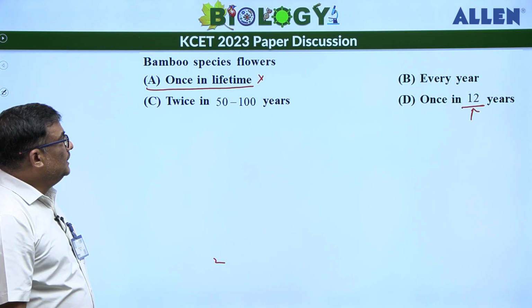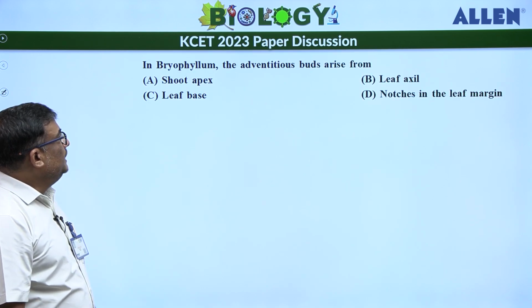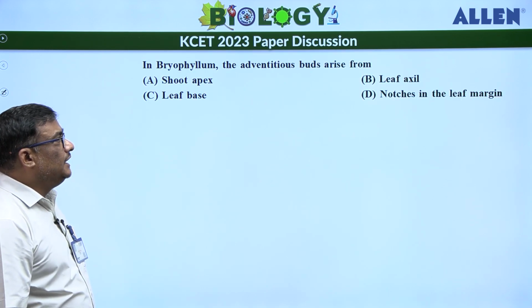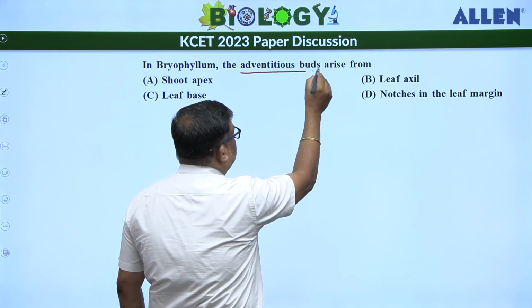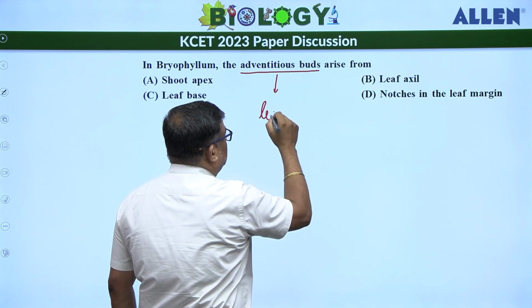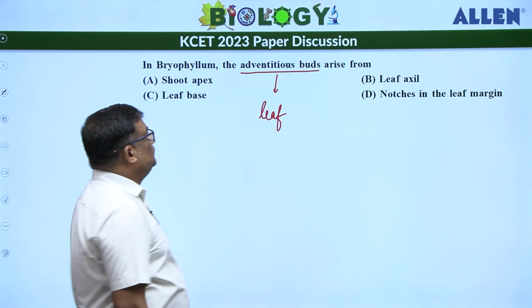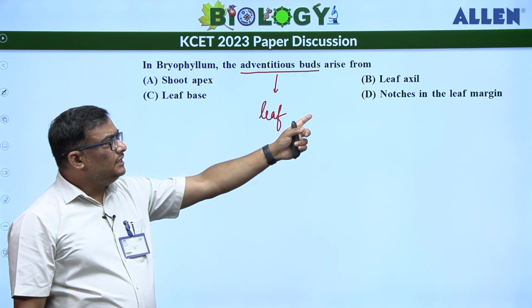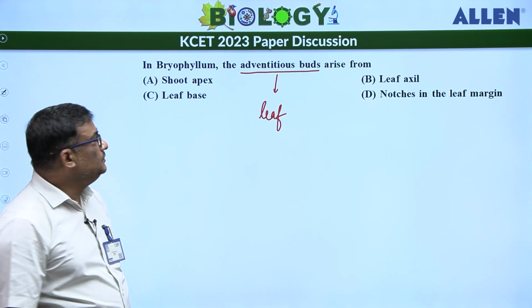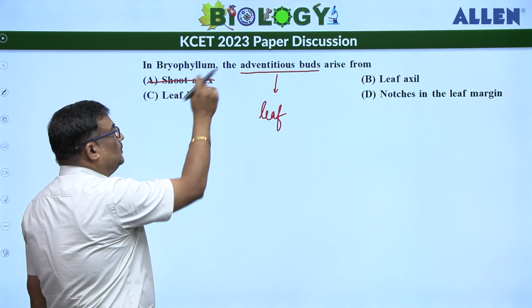Now, another one. In bryophyllum, the adventitious bud arises from. See, adventitious bud in case of bryophyllum arises from the leaf. But now the problem is which part of the leaf. Look, leaf base they have given, leaf axil also they have given, and notches of the leaf margin also they have given. So shoot apex is ruled out.